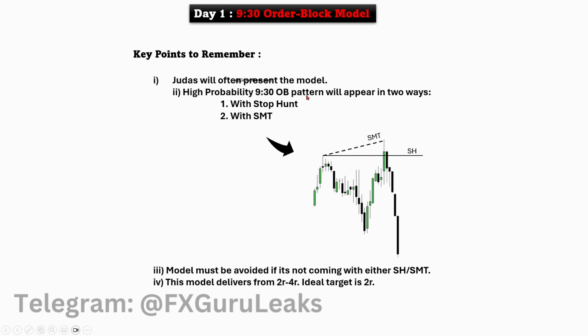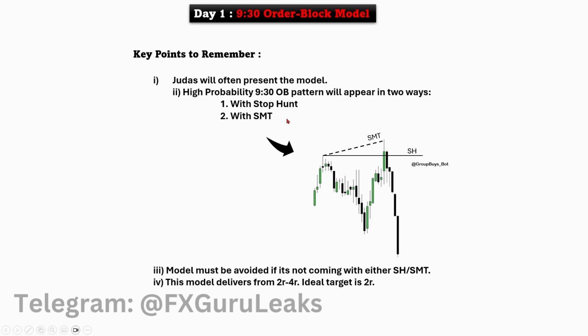High probability 9:30 order block pattern will appear in two ways. With stop hunt, this is very important, okay, and with SMT. So you require these two things to consider the scenario high probability. If the order block is coming with a stop hunt, then it's a high probability order block, and when price finally goes below these order blocks, you can confirm high probability market structure shift.